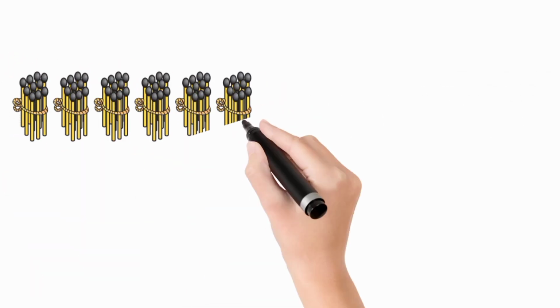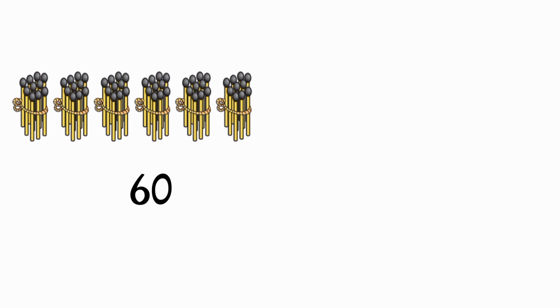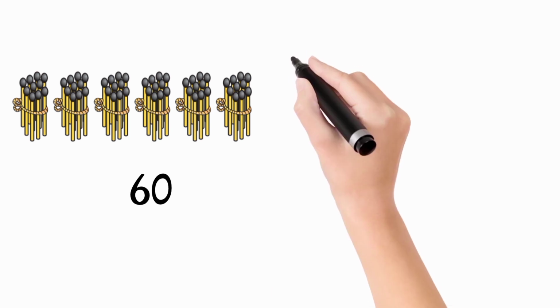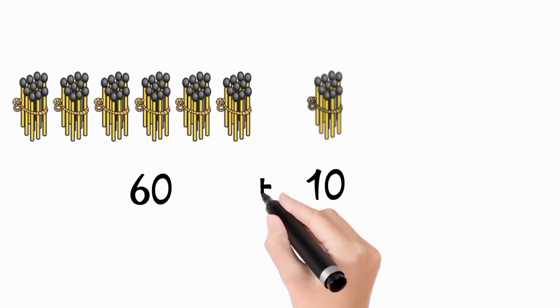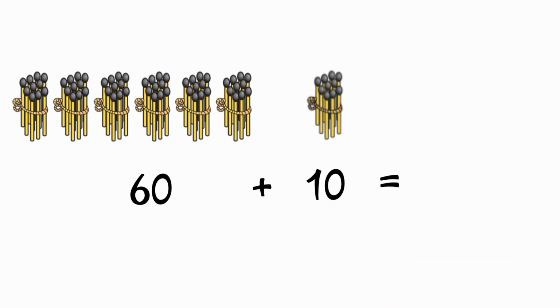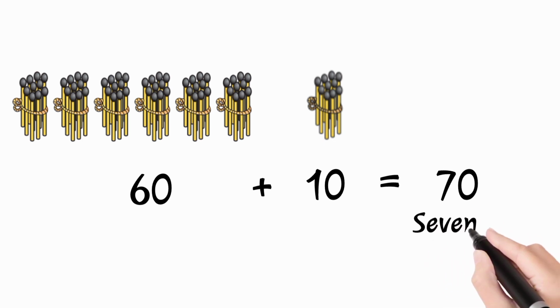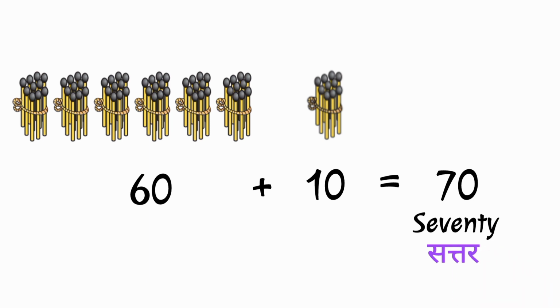Here we have 6 bundles, means 60, and 1 more bundle, which means 10. So 60 plus 10 is equal to 70. Here 7 tens and 0 ones. 70. इसे 70 कहते हैं. यहाँ पर हमारे पास 7 बंडल्स हैं, यानी 7 टेंस हैं, और कोई भी लूज मैचस्टिक्स नहीं है, तो वंस प्लेस पर 0 है.